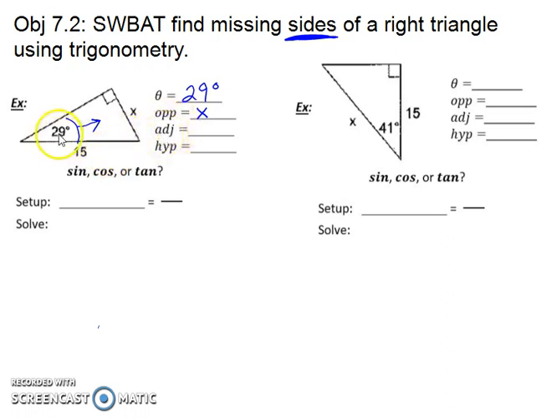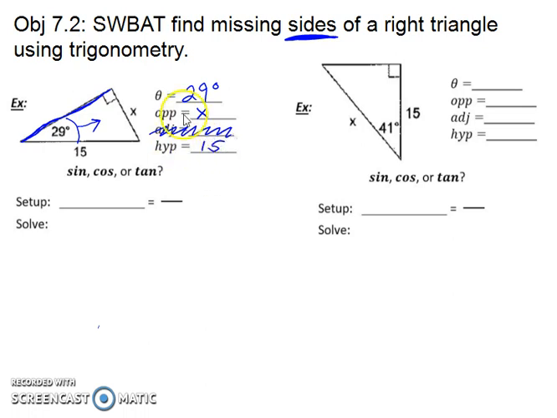The adjacent side is the leg that is next to 29 degrees. Now don't be fooled, that 15 is not a leg because it's the longest side. It's across from the right angle. The adjacent side is this leg right here. So that leg, you notice, they didn't give it to us, and they're not asking for it. So I'm just going to scratch this out. It's not going to be part of our problem. And then the hypotenuse is that 15.